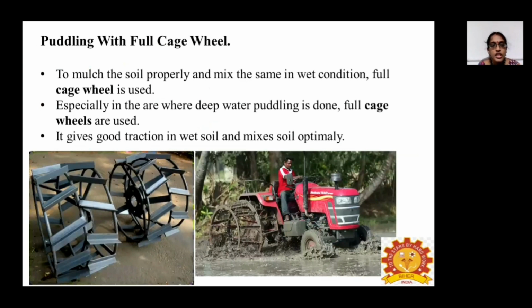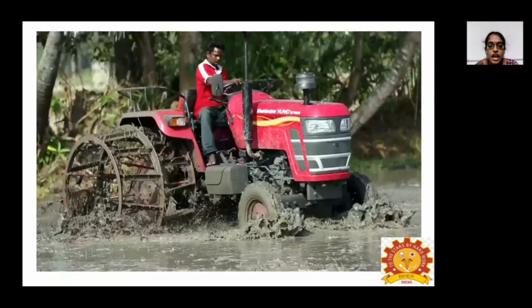And the puddling unit with a full cage wheel. The cage wheel is normally used to mix the soil when it is in wet condition, and the full cage wheel must be used, especially when the water is deep. Normally it will give good traction in the case of wet soil, and it will help to mix the soil optimally. So this is a cage wheel, and this is used in wet conditions.